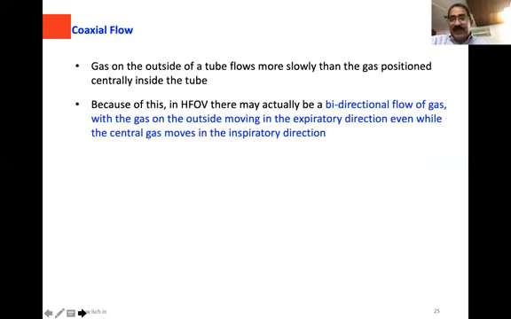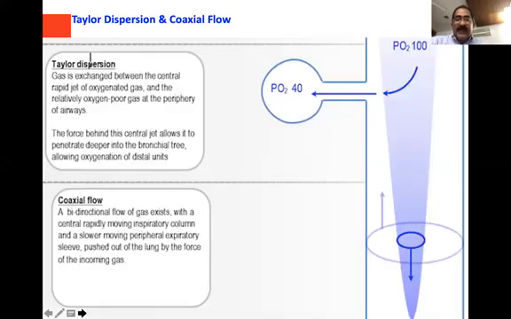Here, the gas on the outside of the tube flows more slowly than the gas placed centrally inside the tube. Because of this, there may be a bidirectional flow of gas, with the gas on the outside moving in the expiratory direction even while the central gas moves in the inspiratory direction. This could also flow the other way. And the next is the augmented molecular diffusion.